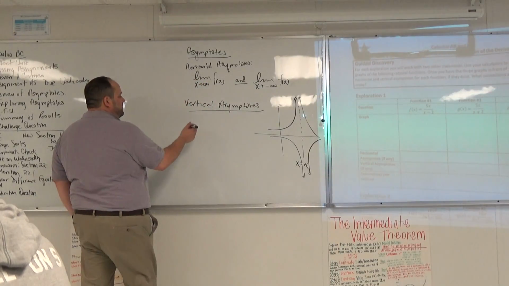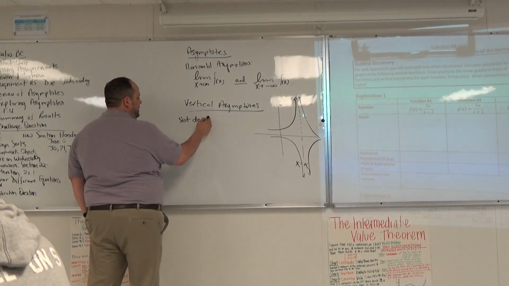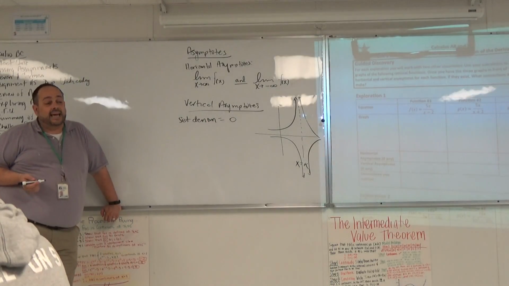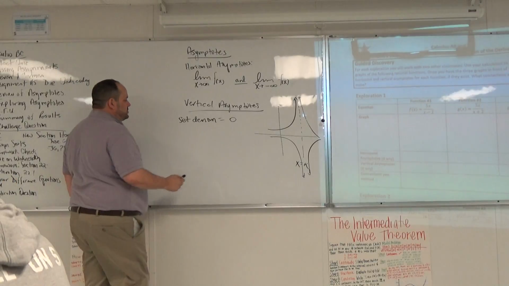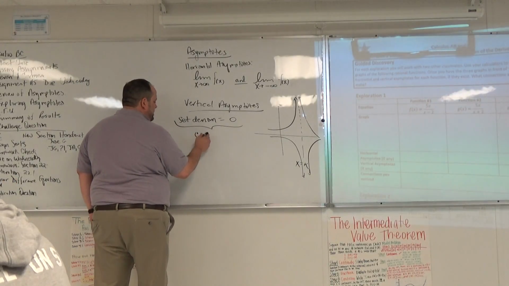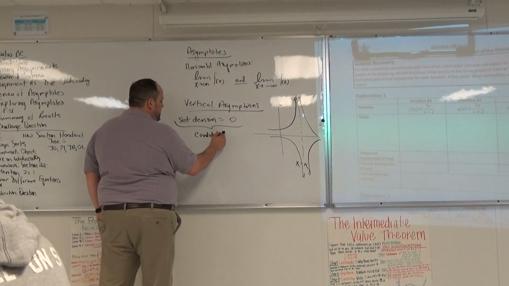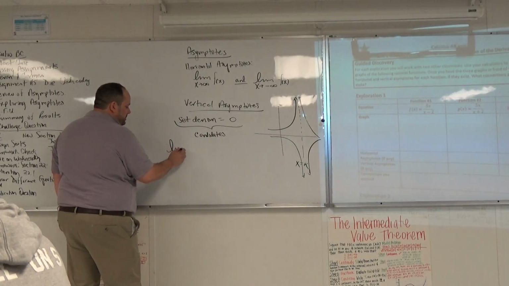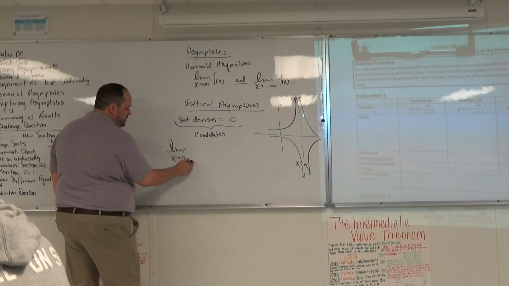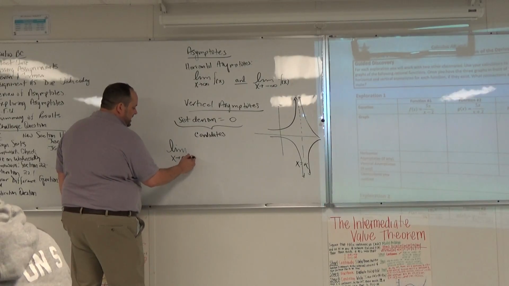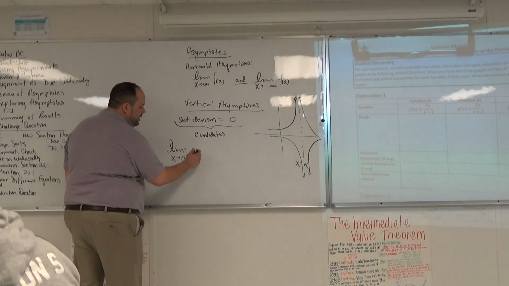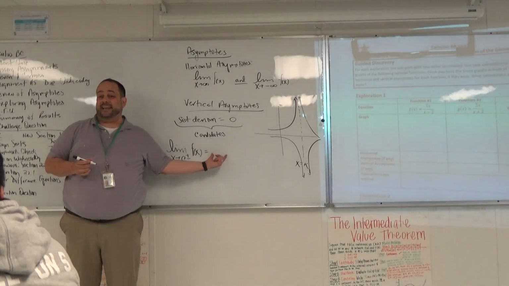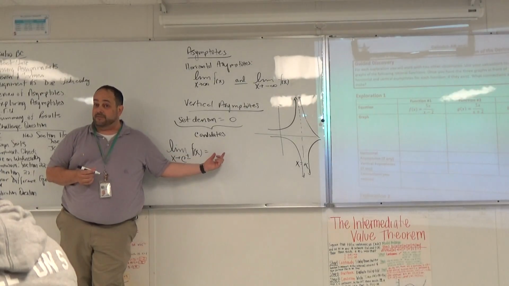When I'm looking for vertical asymptotes, normally what I do is I set the denominator equal to 0. That doesn't get me my vertical asymptotes though. This gives me what I call my candidates. This is where I might have a vertical asymptote, and then I'm going to take the limit as x approaches c, from the left or the right, of some function. And what would I expect to get if I have a vertical asymptote?